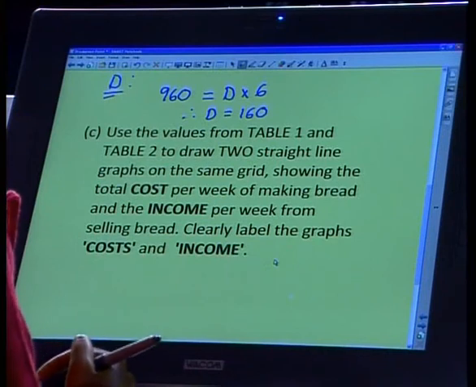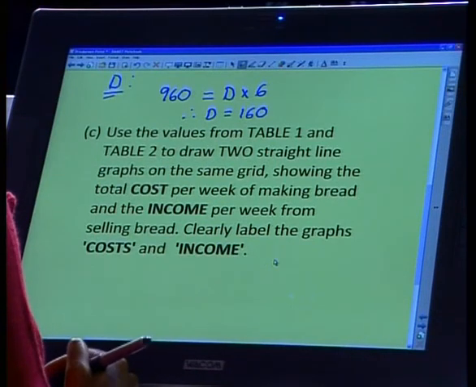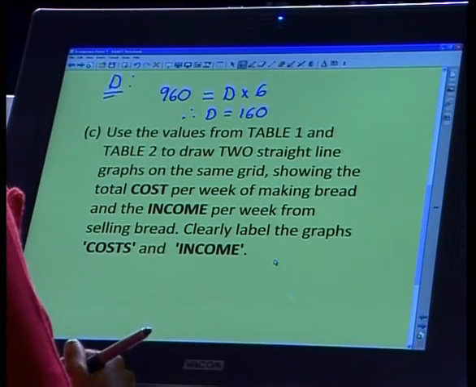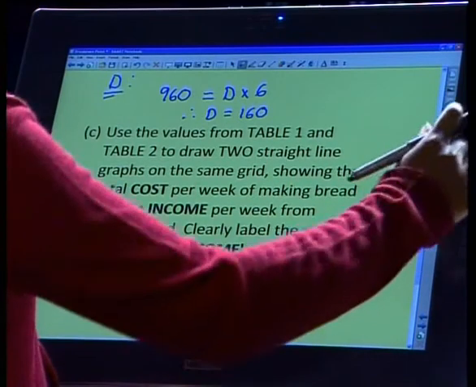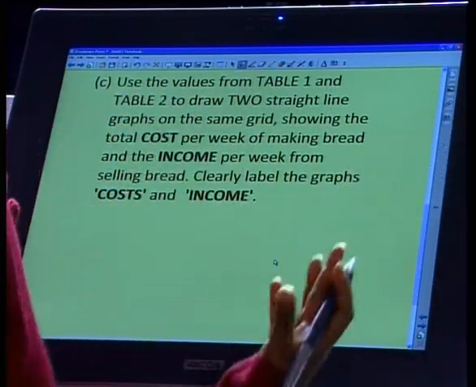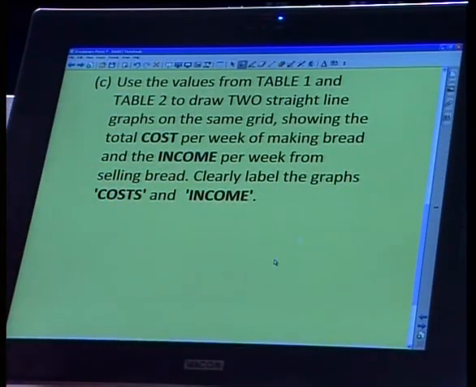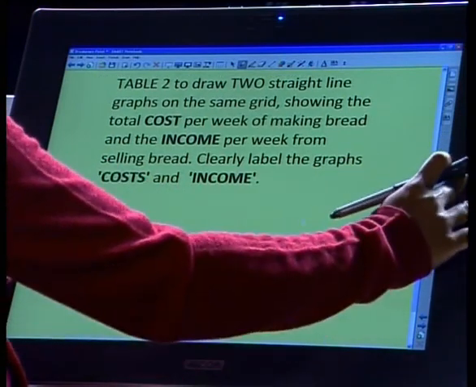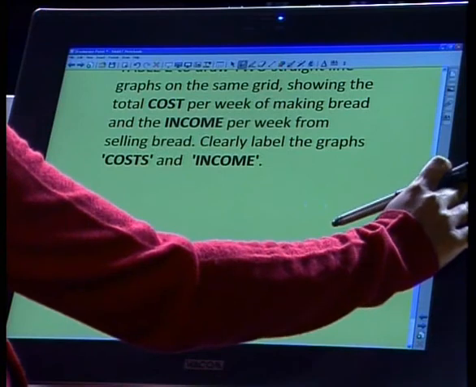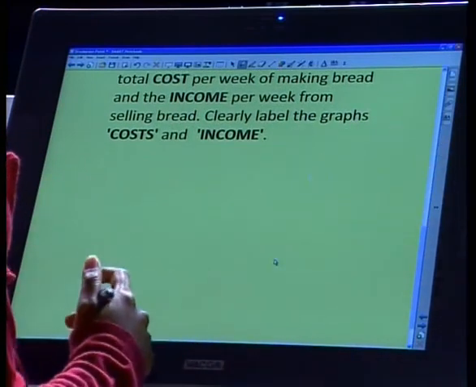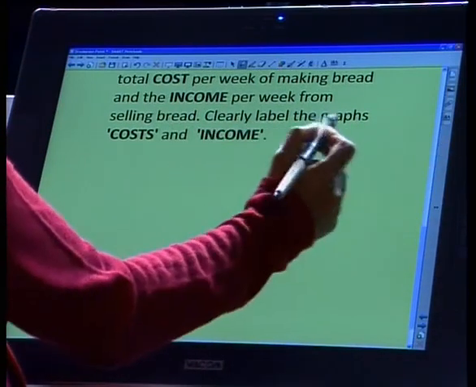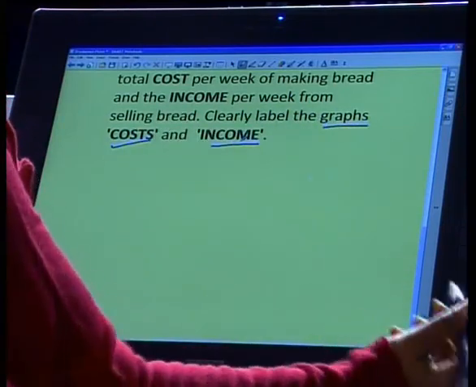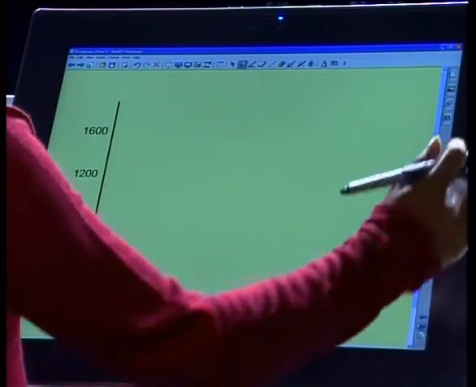They say use the values from table 1 and table 2, so the income and the cost table, to draw two straight line graphs on the same grid, which they will give to you in an exam. They will provide you a set of axes on nice graph paper, so you will be able to plot your points easily. Show the total cost per week, and show the income per week, and clearly label your graphs. That's important, because if you label properly, you will get marks for that.